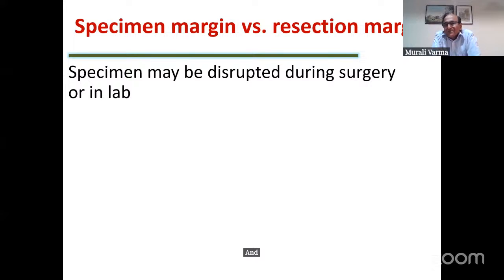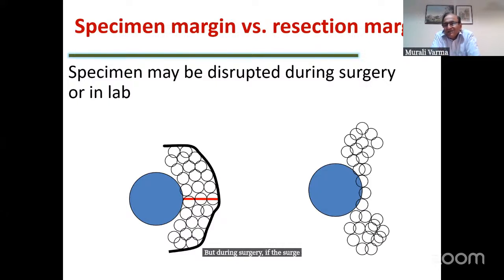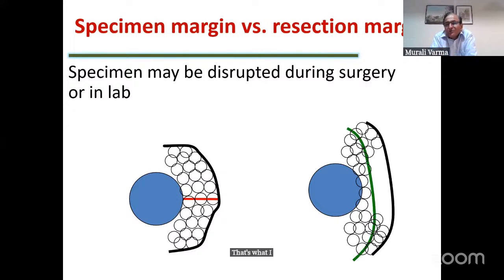And that's because specimens may be disrupted either during surgery or in the laboratory. So if that's a breast tumor, so I've got the tumor and I've got the fat, then that is the resection margin. And that is the distance from the resection margin. But during surgery, if the surgeon makes a nick on that resection margin, the tissue will retract. And when the tissue retracts, when I get it in the lab, that's what I see. That was the resection margin, but that is what I see as a specimen margin. And what I would measure would be that. So the distance that I give is not the distance from the true resection margin.